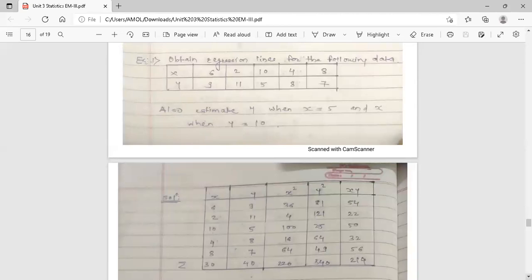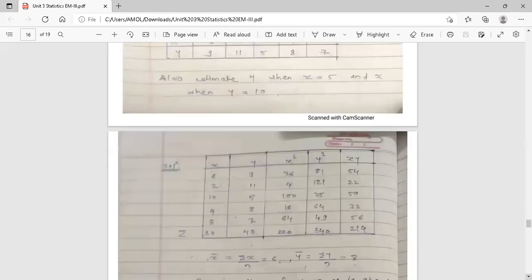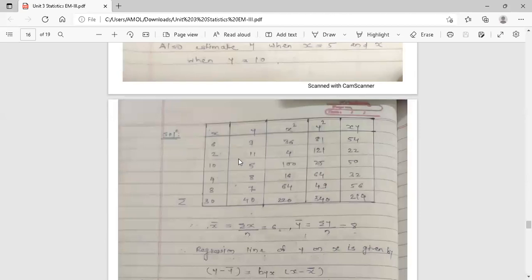Now to find the regression lines, first you construct the table. In the table, the columns are the x variable column, y variable column, then the x square column, y square column, and then x into y column. Like the correlation example, in the example of coefficient of correlation, we constructed the same table. Same table you construct here.